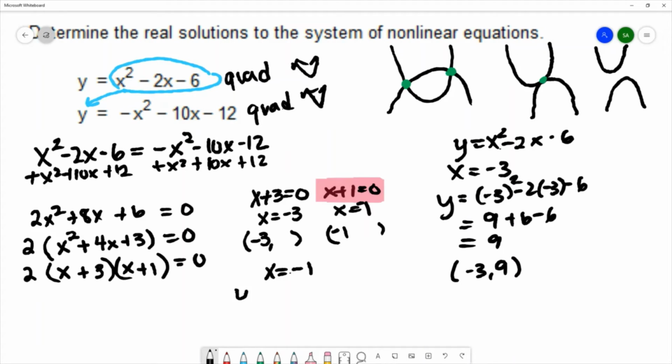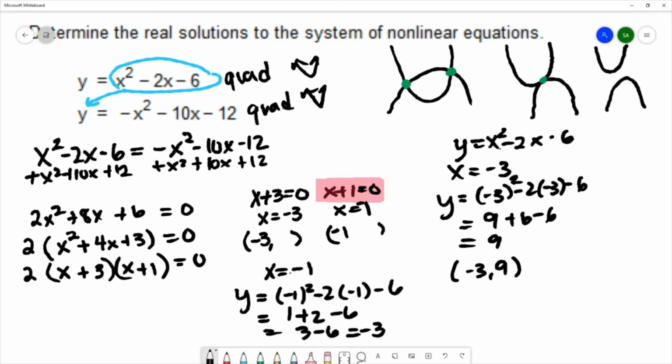Then y is equal to negative 1 squared minus 2 times negative 1 minus 6. That's 1 plus 2 minus 6. 3 minus 6 is negative 3. So the other solution would be negative 1, negative 3. We've got our two solutions to the system of nonlinear equations being negative 3, 9 and negative 1, negative 3.